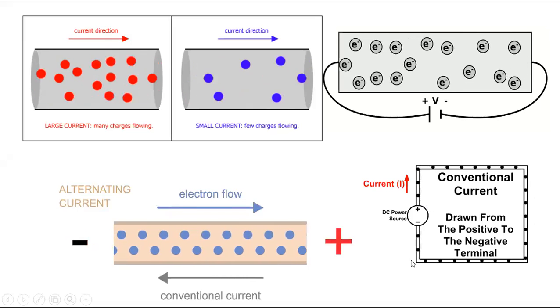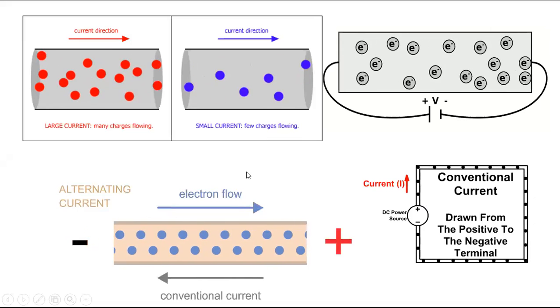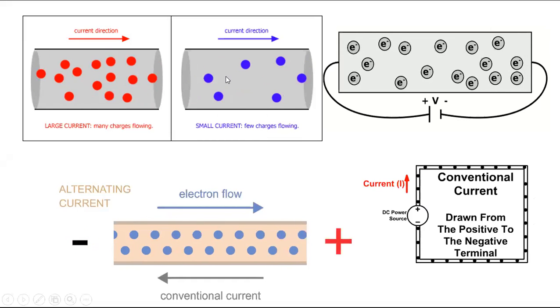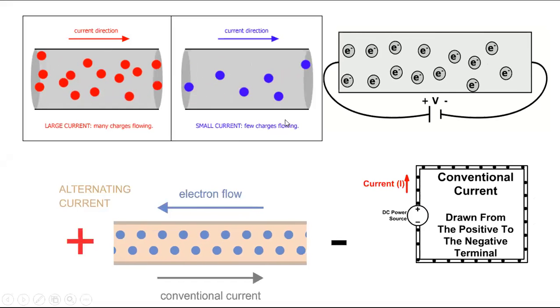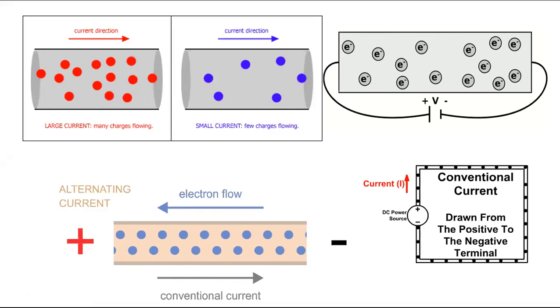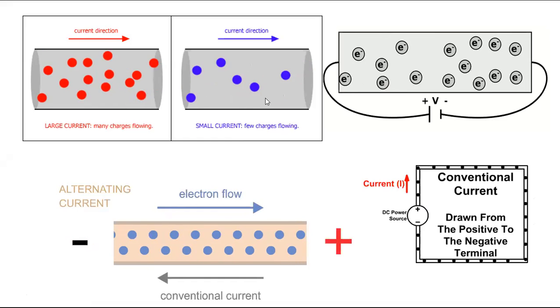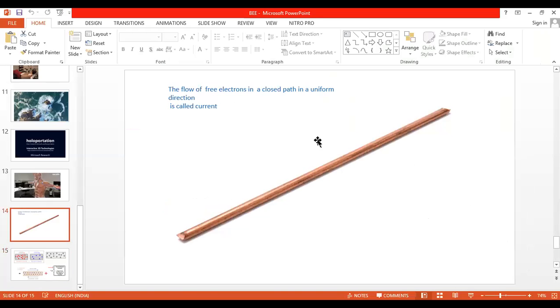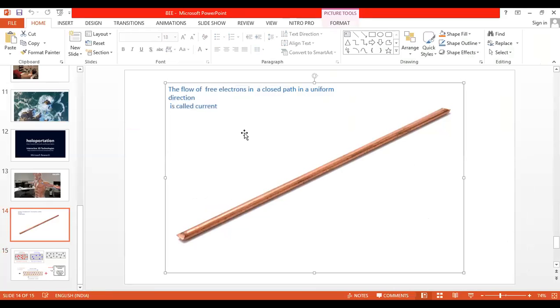First let me show you the definition. Now you see here, if I have a number of electrons, maximum current will be created. So I'll go back to this one. Now I kept it here. You are asking for the definition, so it is visible now. What is written? One student, unmute and read it out. Only one student, raise your hand. The flow of free electrons in a closed path in a uniform direction is called current. All of you, right?